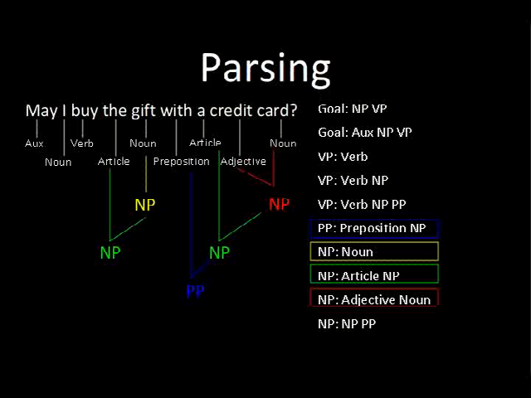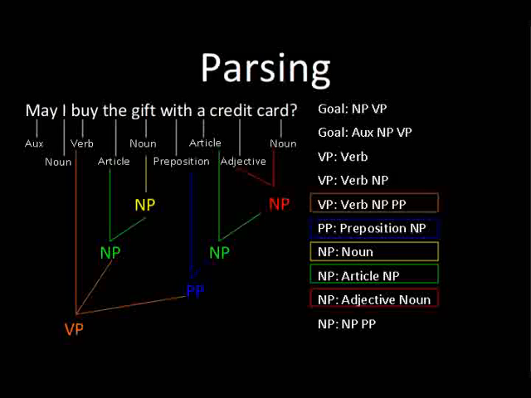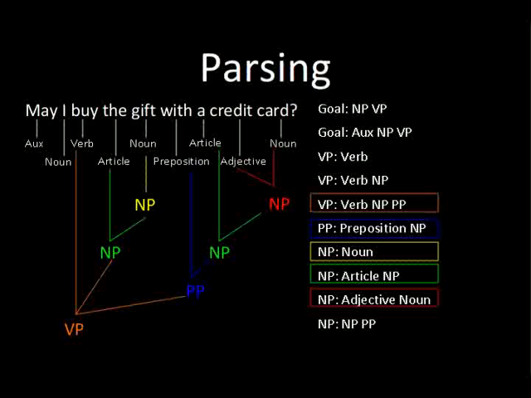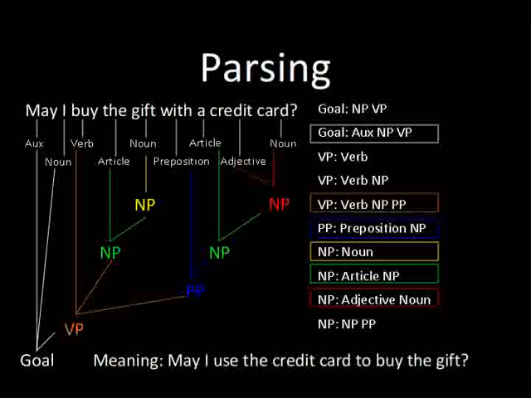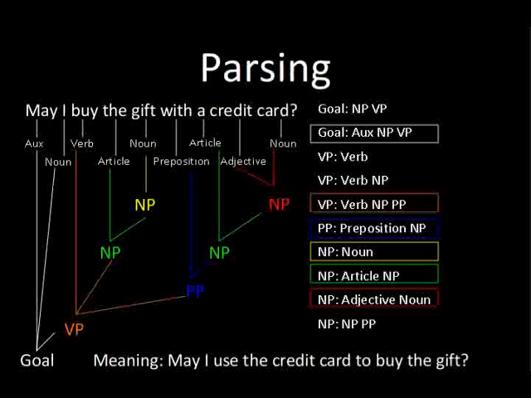Next up, we apply the rule in blue, which replaces with a credit card with a prepositional phrase. The orange rule makes a verb phrase from buy the gift with a credit card. Lastly, we use the rule in white to make a substitution that reaches the goal. We have now successfully parsed the sentence.